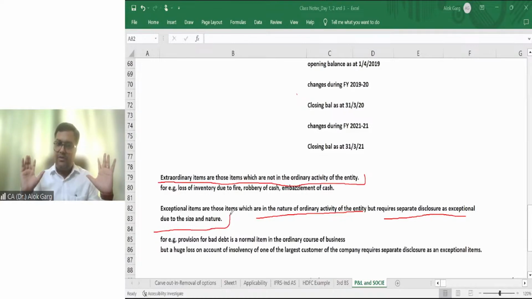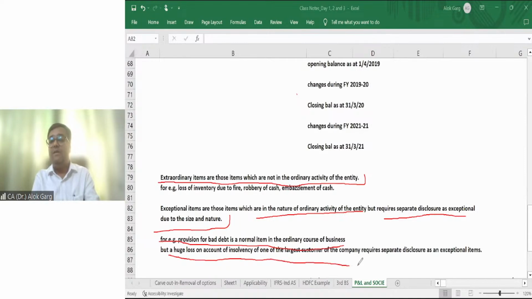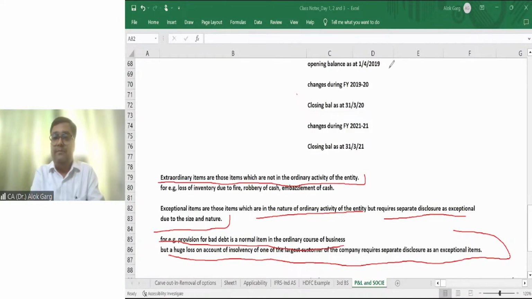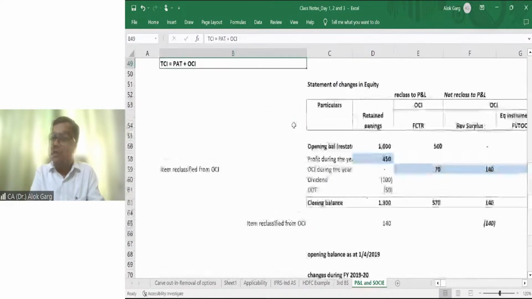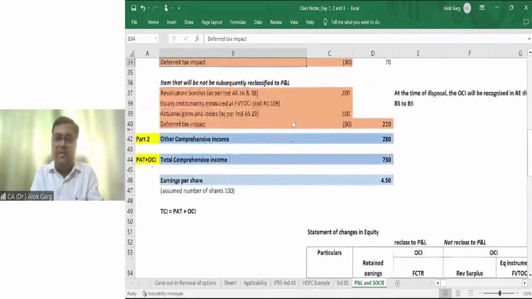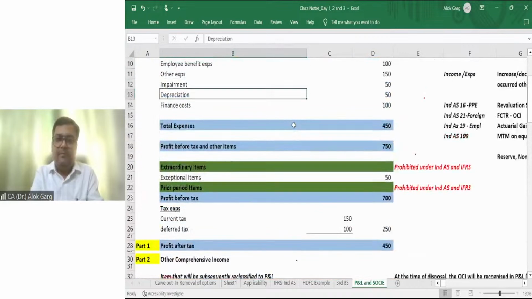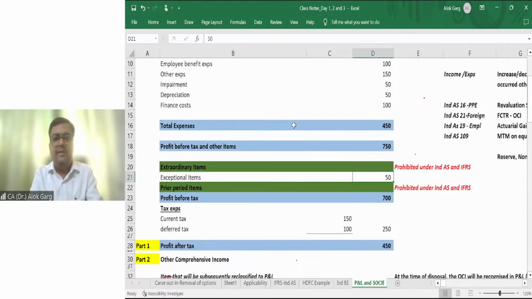Understood? Right? For example, a second example: provision for bad debt is a normal item in the ordinary course of business. But a huge loss on account of insolvency of one of the largest customers of the company requires a separate disclosure as an exceptional item. You understand the meaning of extraordinary item and exceptional item? So extraordinary item is not allowed in Ind AS, but exceptional item is allowed in Ind AS. Right? Is that clear?